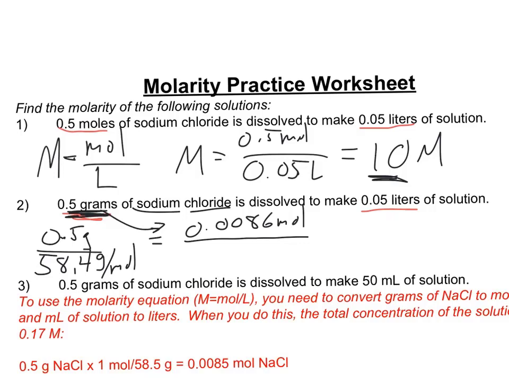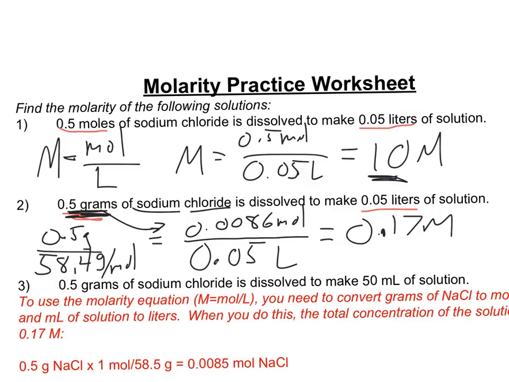And we were given the volume in liters, so we just plug that 0.05 liters into the denominator. We do the math out, and it is 0.17 molar. Okay, it was 0.172, but if you round it to decimal places, which I believe is the instructions, you get 0.17 molar.